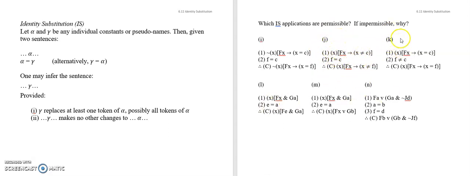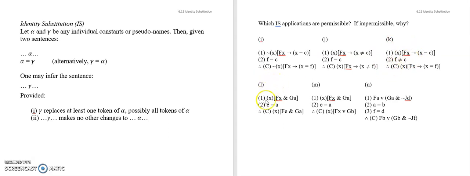All right, let's look at K. Is K permissible or impermissible? This would be impermissible. Do not do it. It is not allowed, right? You have to have an identity statement here. The rule here doesn't say anything about having non-identity and what you can do there. So this would not be a correct application of IS. You are simply not allowed to do this. Our syntax does not allow this kind of thing. K is impermissible. Do not do it.